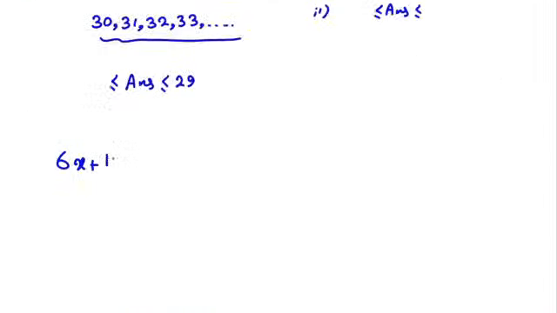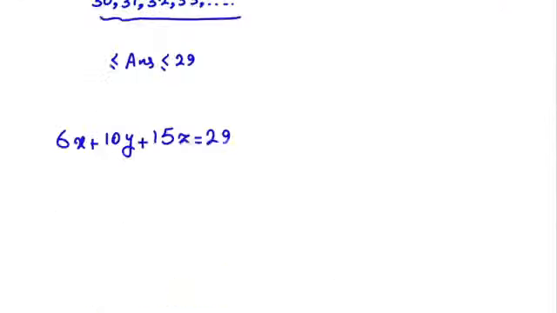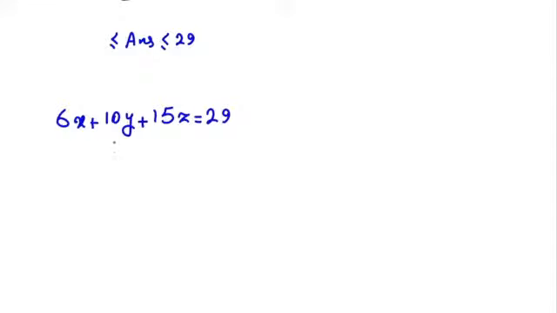Suppose 6x plus 10y plus 15z equals 29. I want to reach a contradiction, okay? 6, 10, 15. Now here, can we consider even? Here it is even, here it is even, and 29 is odd. So this one also should be odd. So 15z should also be odd, so the only possible case is that z should be odd.